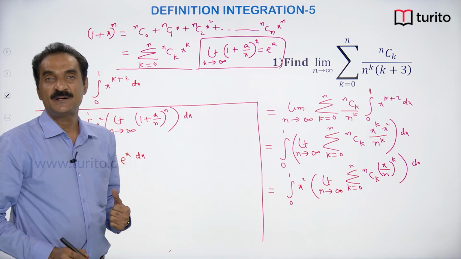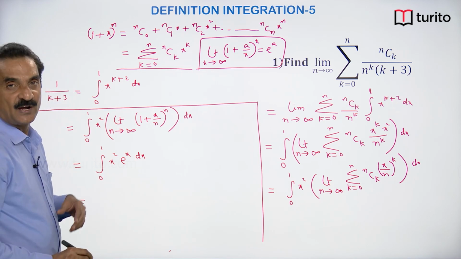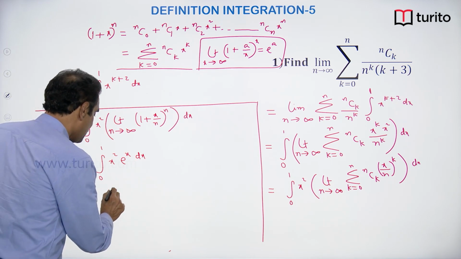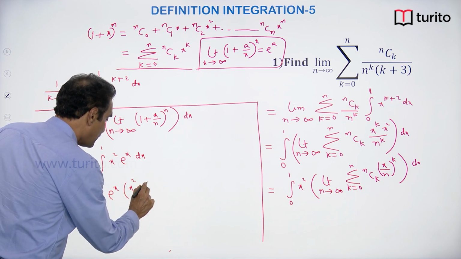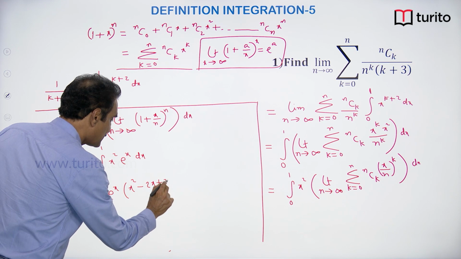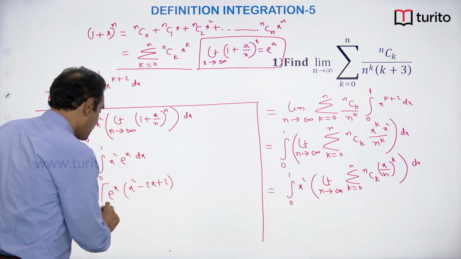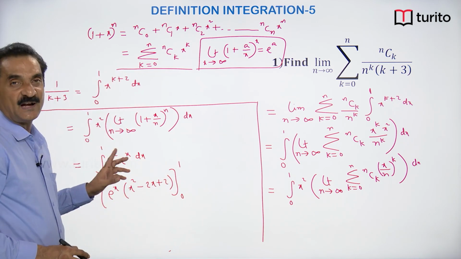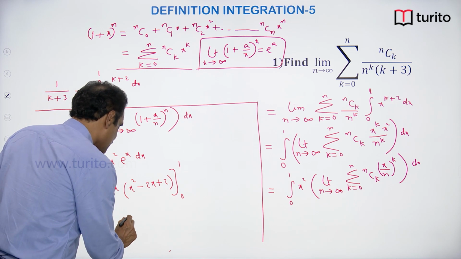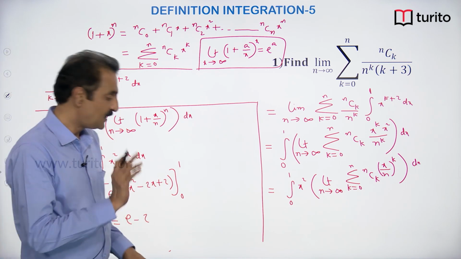Now, how to integrate? If you integrate by parts 2 times, you will get e power x into x square minus 2x plus 2. You integrate and check between limits 0 and 1. Substitute 1 and 0 and take the difference, you will get the answer e minus 2. The calculation part you can complete.